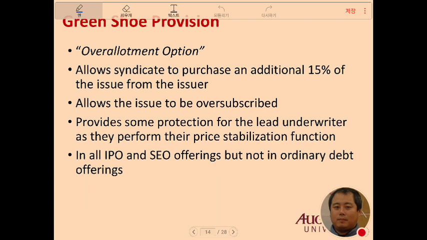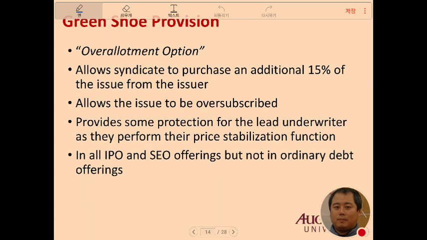This basically allows the syndicate to purchase an additional 15% of the shares from the issuers, which means they allow the issue to be oversubscribed, right? So 15% more. This provides some protection for the lead underwriters, because they have this additional 15% of shares that they can use to stabilize the price. So this may be used to perform their price stabilization functions.